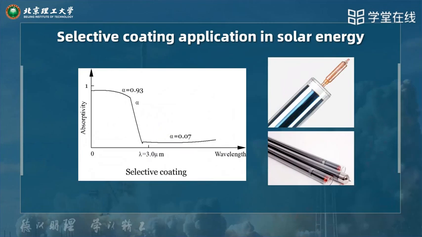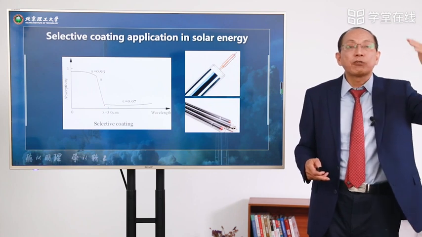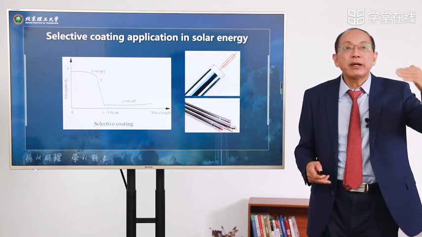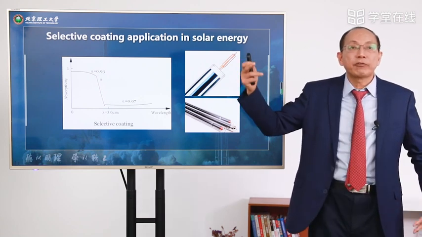However, in the industrial area, many cases are different. For example, in solar energy applications, in most cases we use a selective coating because the solar light comes from the surface of the sun. But the receiving area's temperature may be only 400 Kelvin. It's different, because the sun's surface temperature is 5,700 Kelvin. The difference is very big.